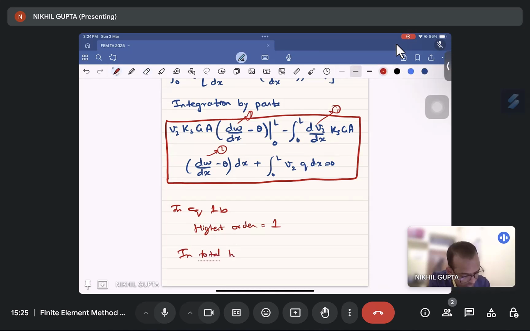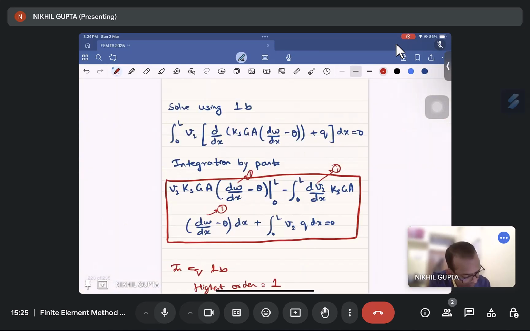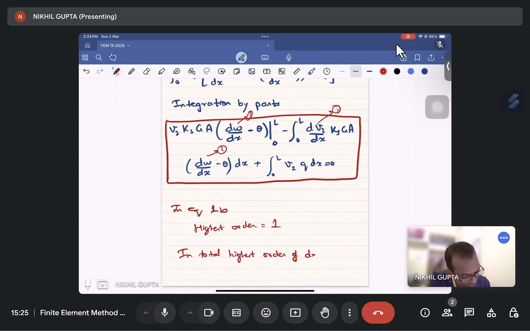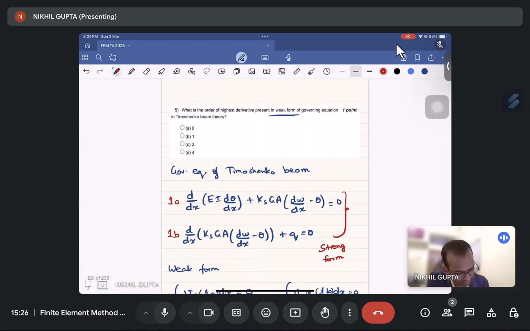So in total, the highest order of derivative present in the weak form of the Timoshenko beam is 1. Simply, there is an option we can mark as 1. So B is the correct answer.